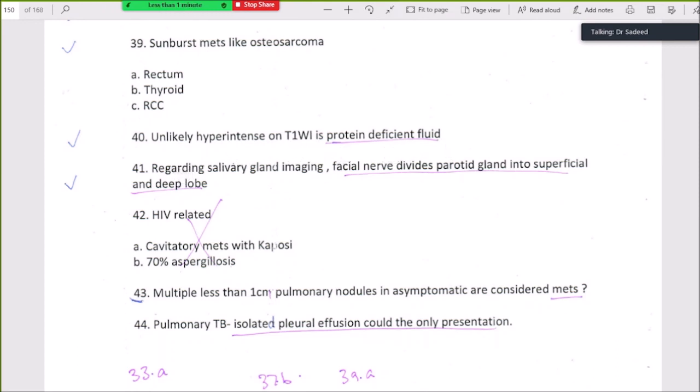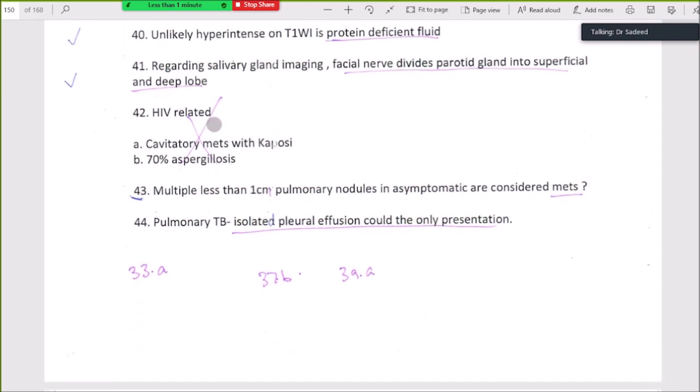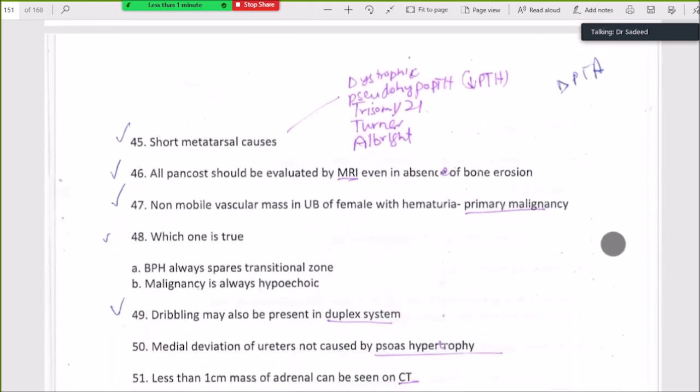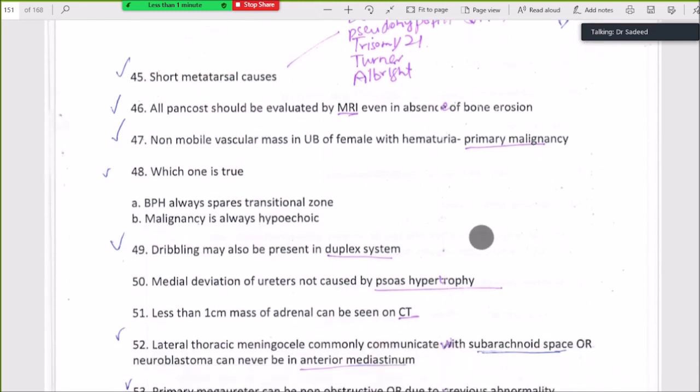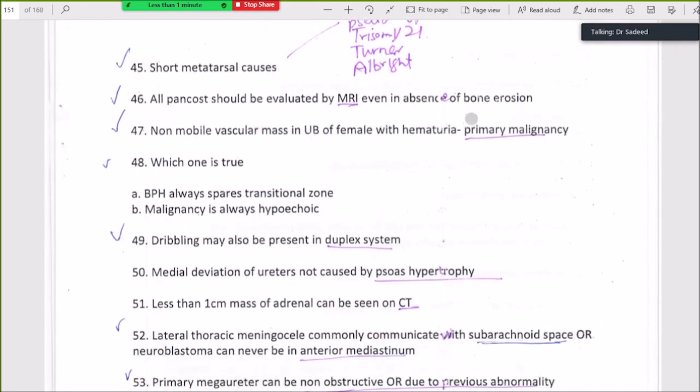41. Recurrent salivary gland imaging. The facial nerve divides the parotid gland into superficial and deep lobes. 42. HIV, rare, you forget this. 43. Multiple less than 1 centimeter pulmonary nodules in a subpleural location is concerning for metastasis. 44. Pulmonary TB isolated pleural effusion could be the only presentation. 45. Short metacarpal causes are dystrophic pseudohypoparathyroidism, decreased PTH, trisomy 21, Turner, and Alpine syndrome. 46. All pancreas tumors should be differentiated by MRI in the absence of bone erosion.